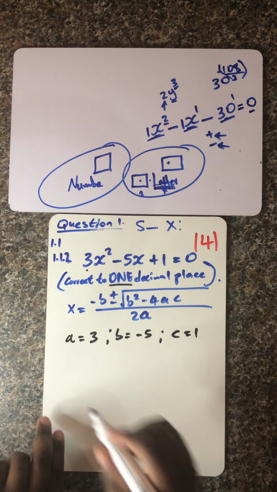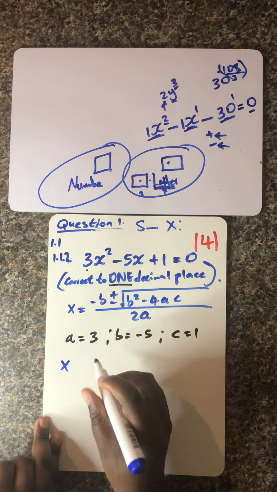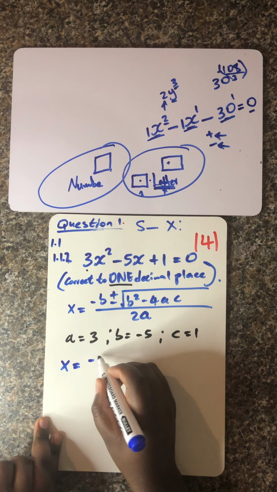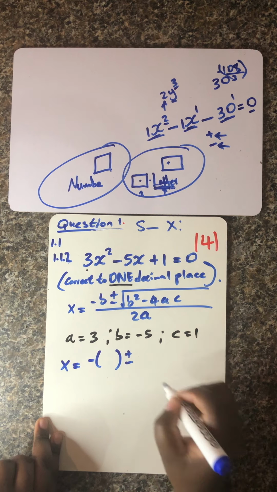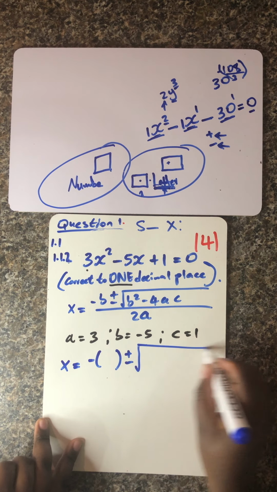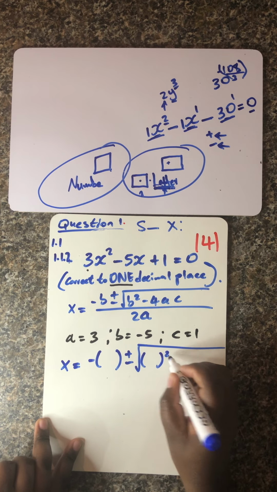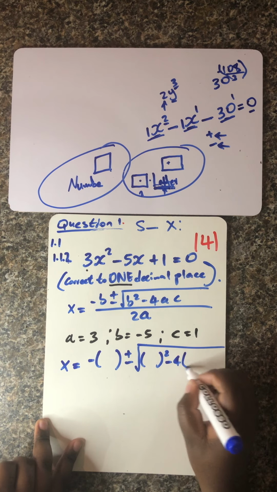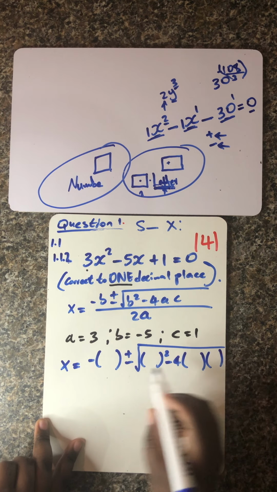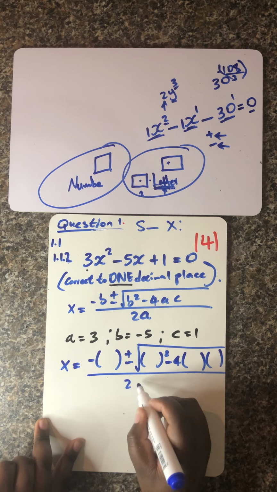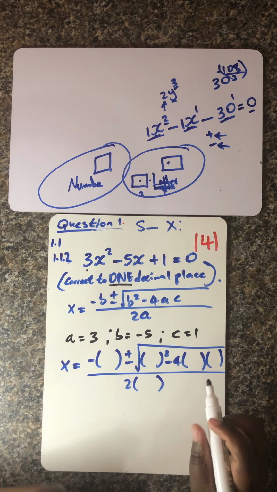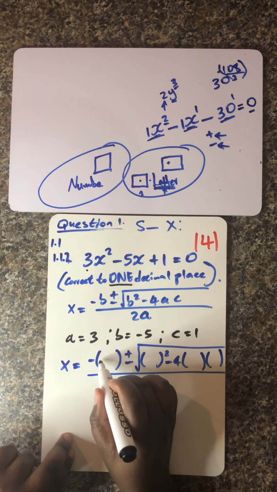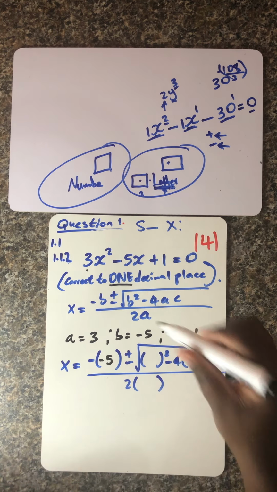Can we now substitute? So that means your X is equal to negative, this is where you're going to write your B. Then you have plus or minus the square root of your B squared minus 4 into your A, your C, all over 2 into your A. Okay, very, very important, ladies and gentlemen. Can I just use a black pen to substitute? This is your B, it's -5.